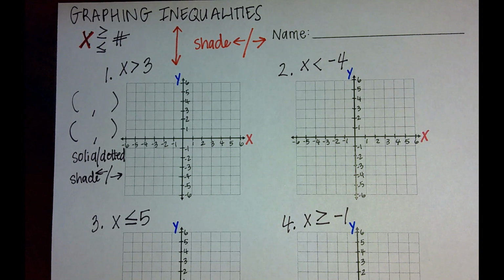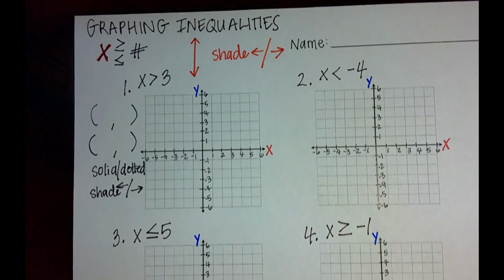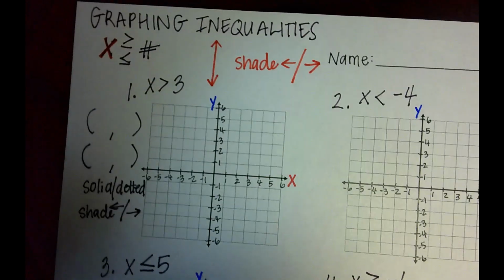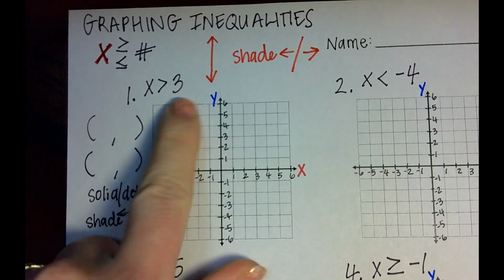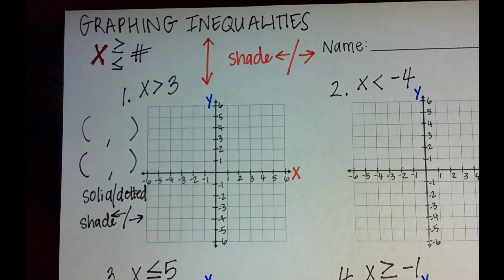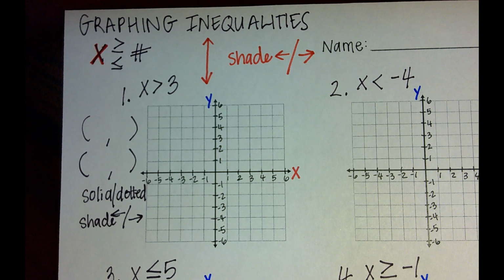I'll pause it. I see we're all kind of writing, so let me give y'all a minute to get caught up to where we are. And look at number 1. The inequality I gave you for number 1, can somebody read this out loud to me? What does this inequality say? Perfect. X is greater than 3.